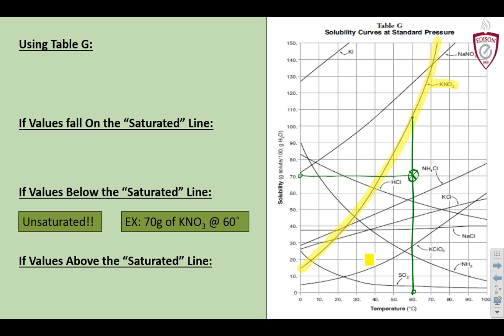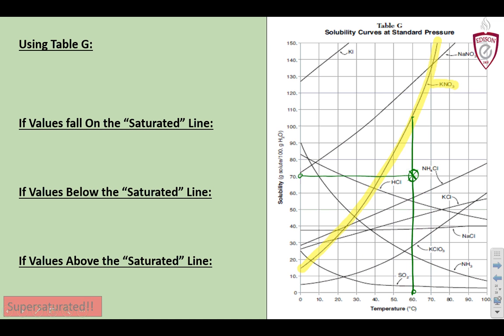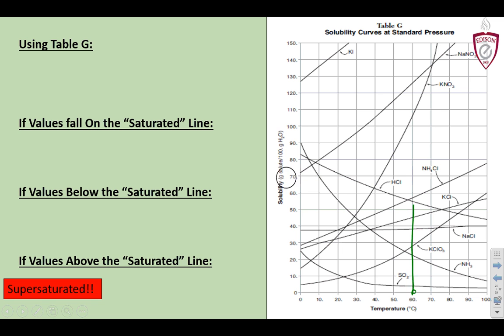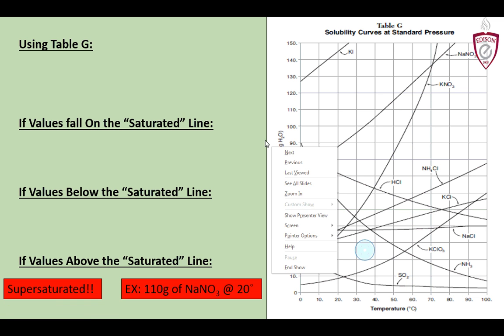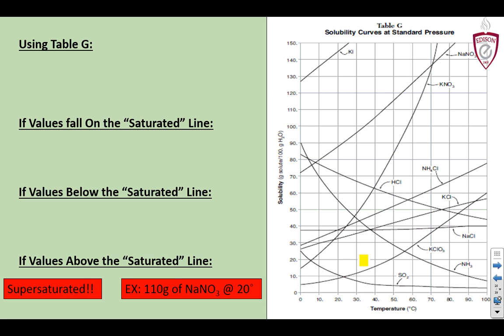As he's getting ready for the next one, if values are above the line, this is what we call supersaturated. The example we're going to use for this one is NaNO3. So we've got to find NaNO3. There it is. And notice that the arrow points to a line. Don't get confused when they cross. They don't change direction quickly, so when they cross, don't think they've changed direction. No, it's the smoothest option.